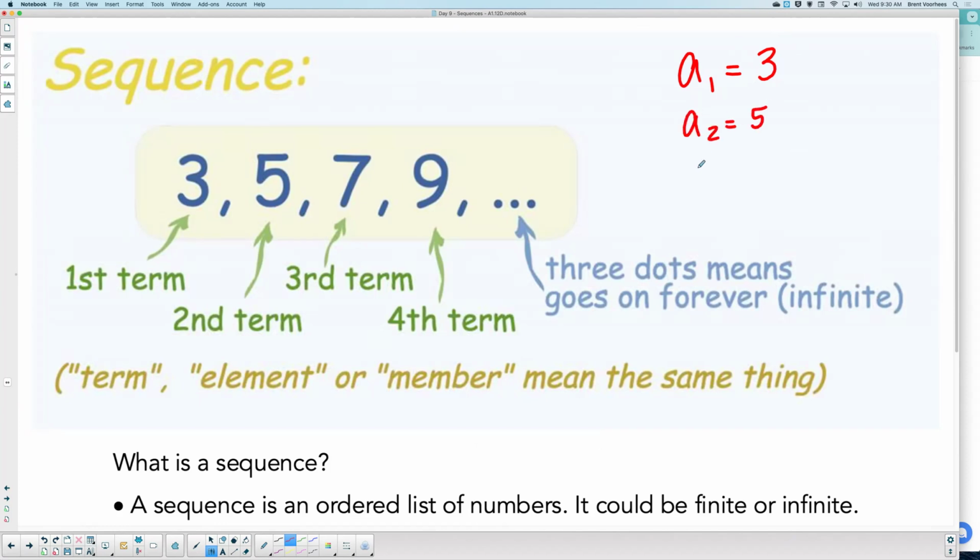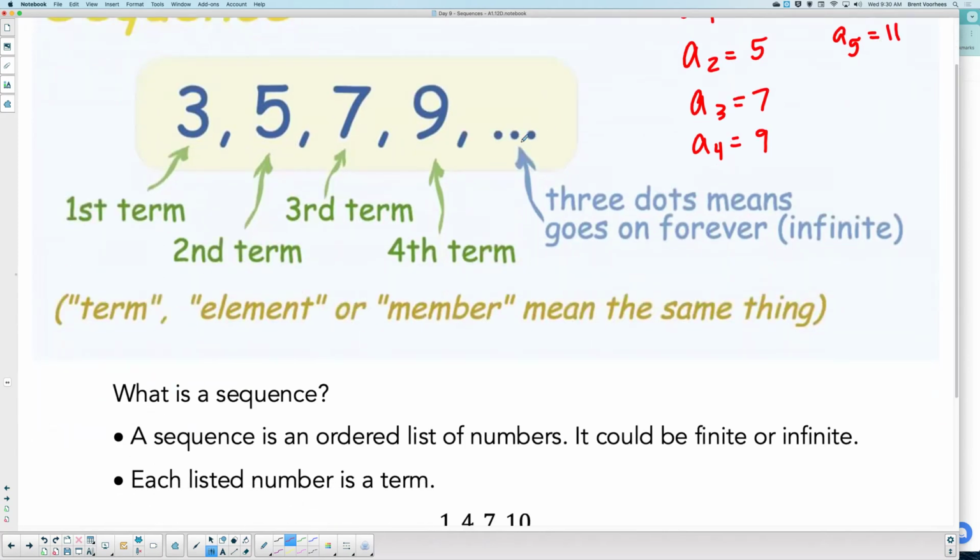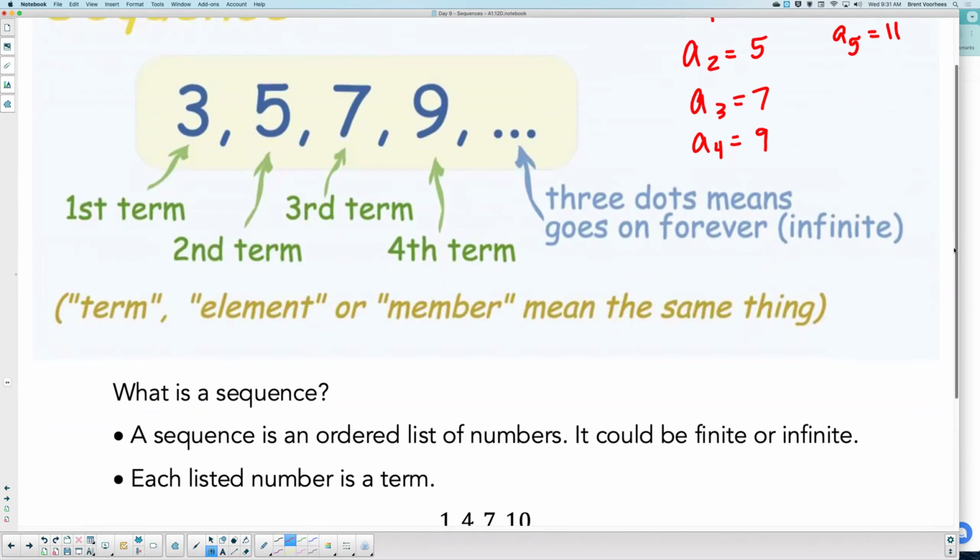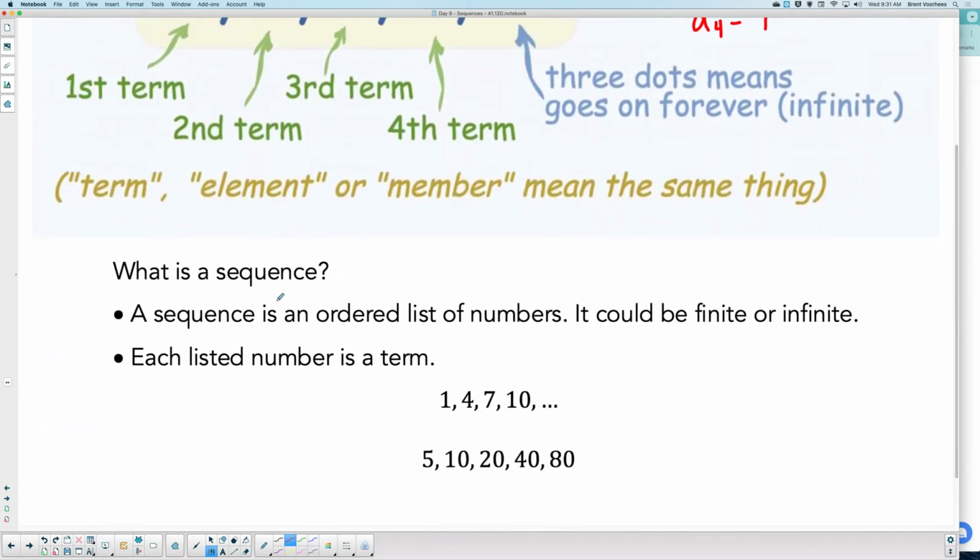5. You're catching on really quick. What about A3? And though they did give us A4. Sorry, what's A4? Though they did not give us A5, I bet you could predict the pattern. What would A5 be? A5 would be 11. Good, and so on. The dots mean it goes on forever. You could keep coming up with more. They follow that pattern.